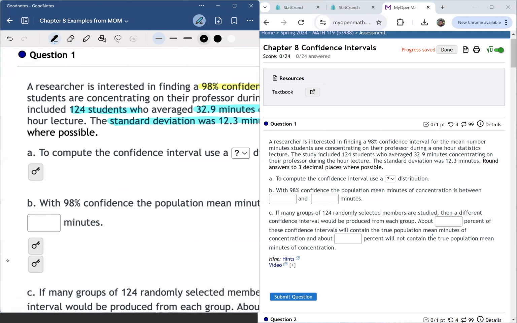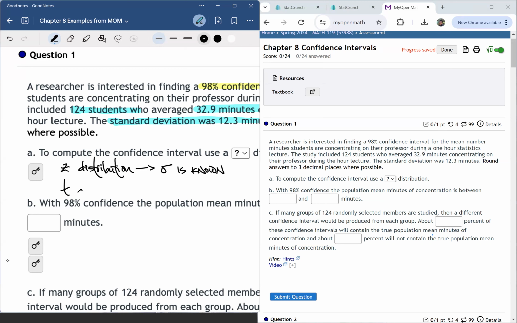A z distribution is used when the standard deviation of the entire population is known. Not the standard deviation of a sample, but the standard deviation of the whole population.